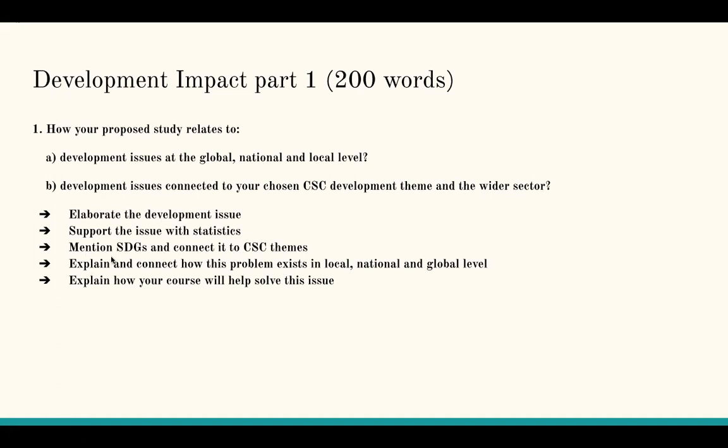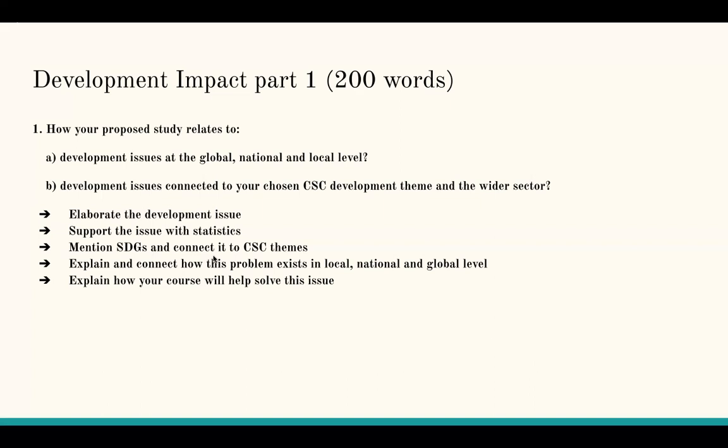Then mention the sustainable development goals. Go through all the different sustainable development goals. For me, it would be gender equality. If I'm selecting girls' education, it would be gender equality and quality education. So I would say that, and then connect it to the CSE theme.